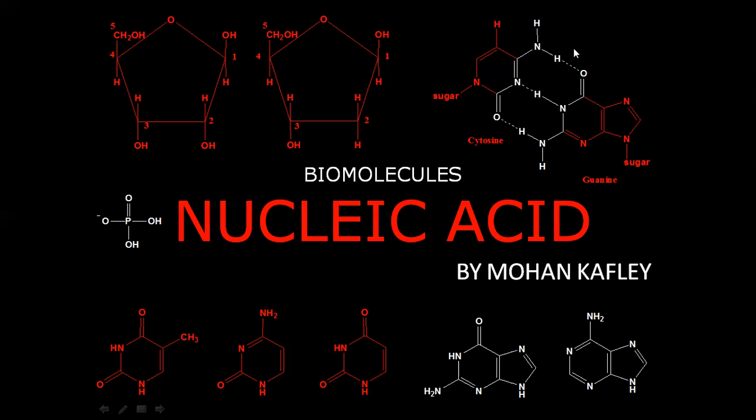In today's video, we'll be trying to go beyond this. We'll try to understand how we can take a base, a sugar, and a phosphate and bring them together to make a nucleic acid, how this chain grows, and how it gives you DNA and RNA. What is the structure of DNA and RNA? That is what we'll be doing in today's topic. So let us go with that.